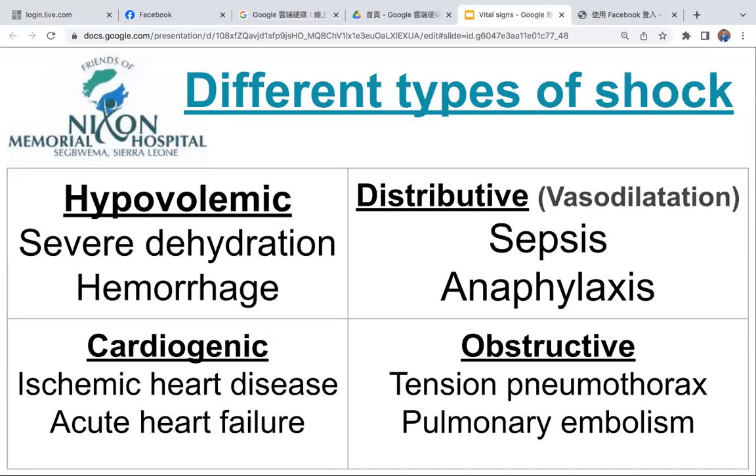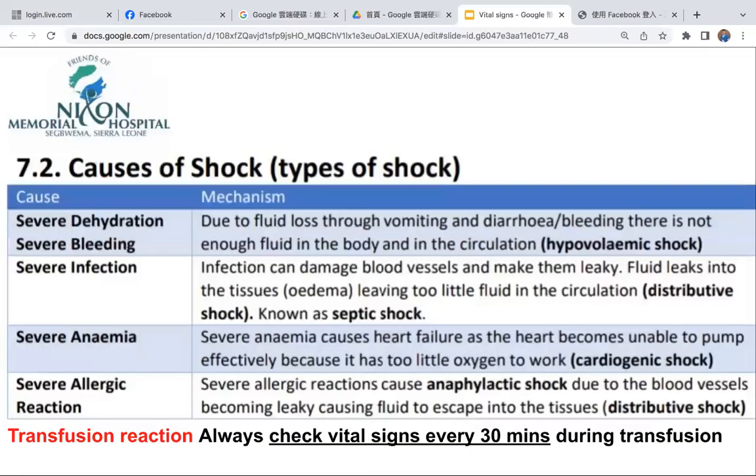And the third type of shock is cardiogenic shock, like when the patient has chest pain, ischemic heart disease, or acute heart failure, when the heart couldn't pump blood to our body. So this is cardiogenic shock. And then the last one is obstructive shock, when the patient has tension pneumothorax or pulmonary embolism. So these are the common causes of shock: severe dehydration, severe bleeding, severe infection, severe anemia, and severe allergic reaction.